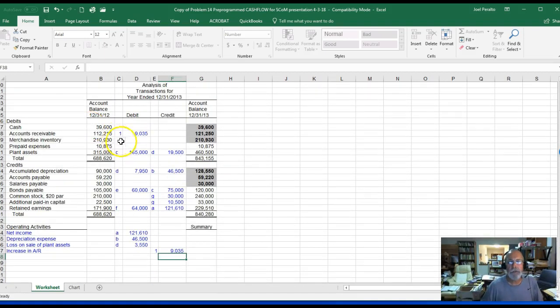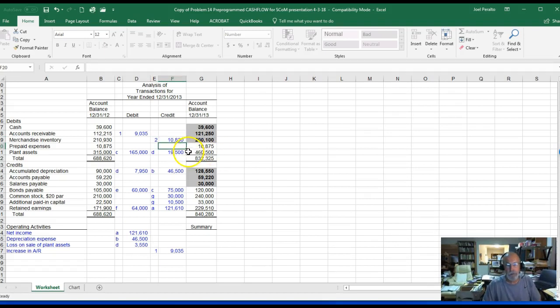Next item is our merchandise inventory, and our merchandise inventory started out at 210,930 and ended up at 200,100. So our merchandise inventory decreased by 10,830.